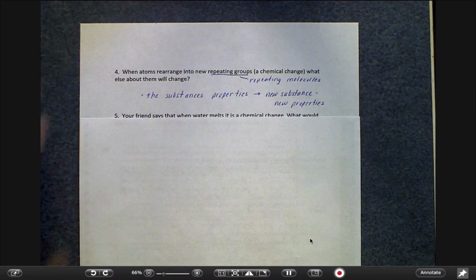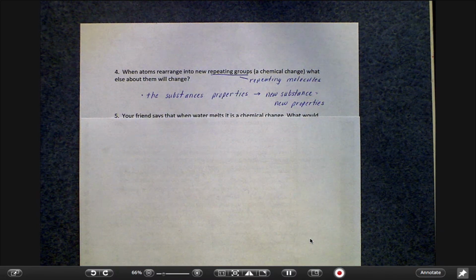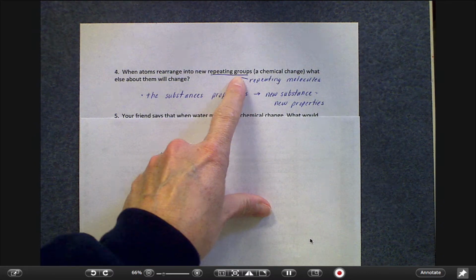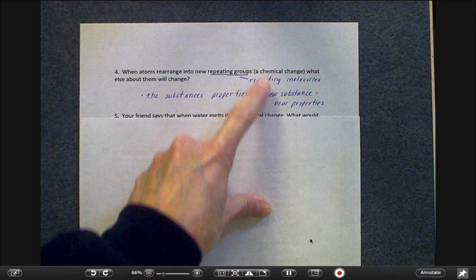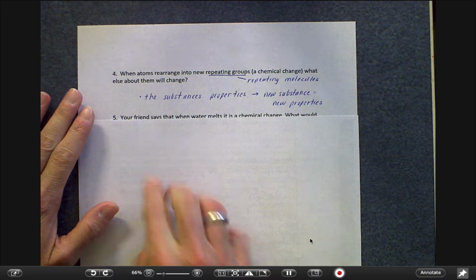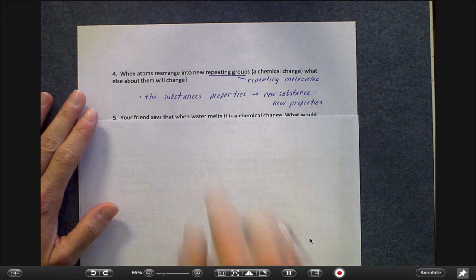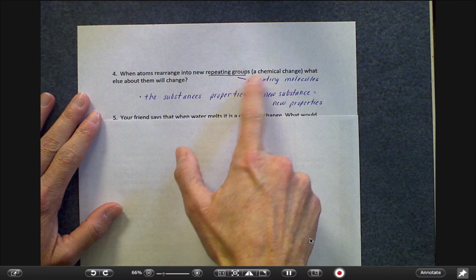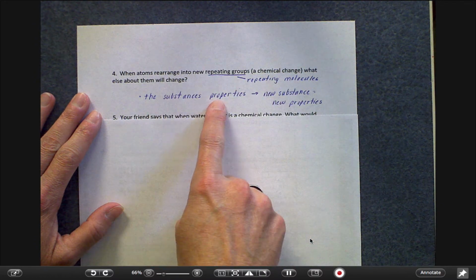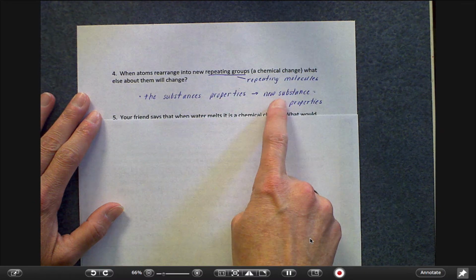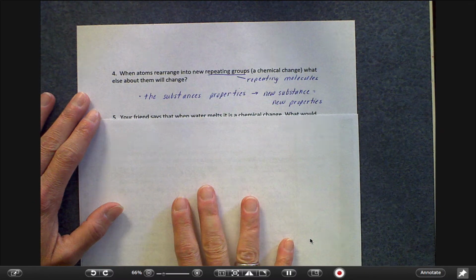All right, question number 4. When atoms rearrange into new repeating groups, remember repeating groups are repeating molecules, we have a chemical change. What else about them will change? We know that if our atoms are going to change, they're going to regroup. We have new repeating molecules, then the substance's properties are going to change. We'll have a new substance with new properties.